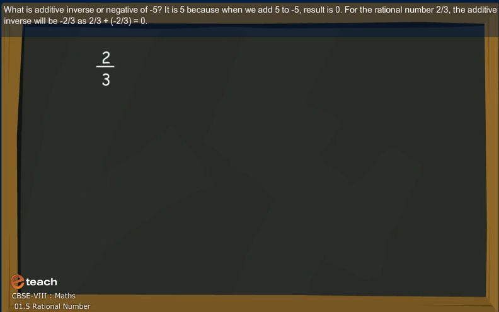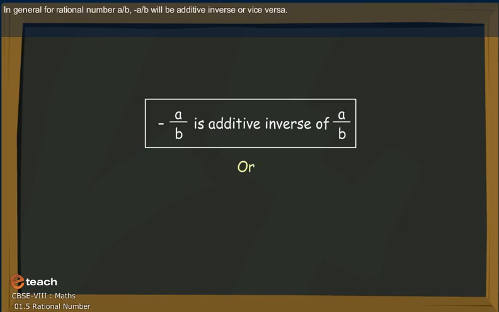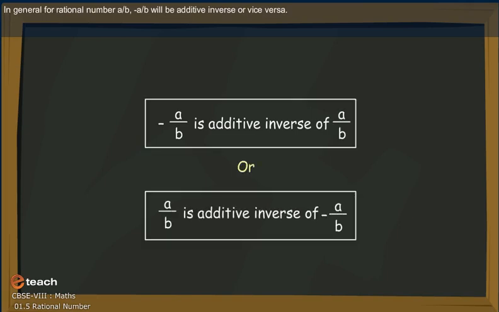For the rational number 2 by 3, the additive inverse will be minus 2 by 3 as 2 by 3 plus bracket minus 2 by 3 is equal to 0. In general, for rational number A by B, minus A by B will be the additive inverse or vice versa.